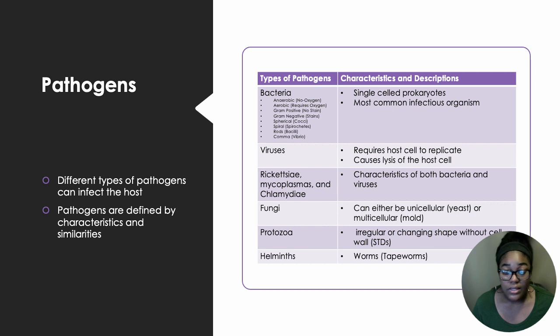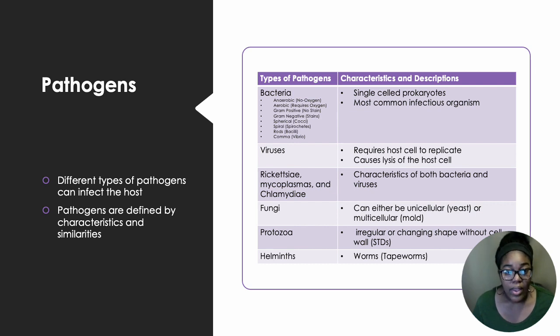So let's talk about these different types of pathogens. We have bacteria, which are characterized as single cell prokaryotes. They do have a cell wall, and they are the most common infectious organisms. And within the bacteria category, we have several subcategories. You have anaerobic versus aerobic. We have gram-positive versus gram-negative. We have different shapes of bacteria. We have spherical, spiral, rods, comma shaped. We have all kinds of bacteria, but again, this is the most common and the most infectious organisms that we can see.